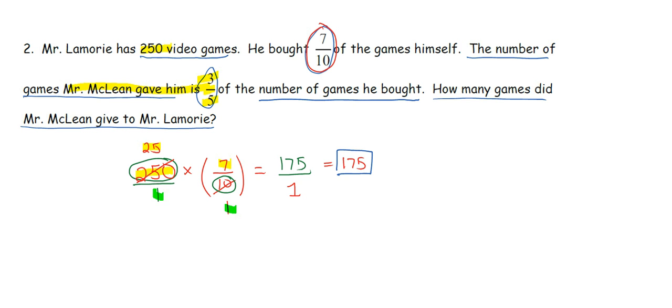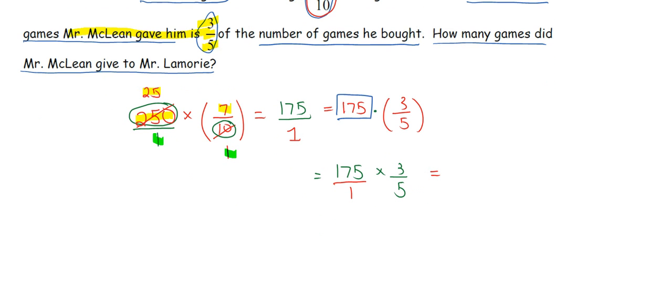So he bought 175 games, and 3/5 of that number are the games that Mr. McLean gave him. So for this question now, all we do is we take our 175 and we times that by 3/5. So I'm going to redo that just underneath. So 175 times 3/5. And 175 is the same thing as 175 divided by 1. And then from here on, we just simply multiply the numerators and the denominators.